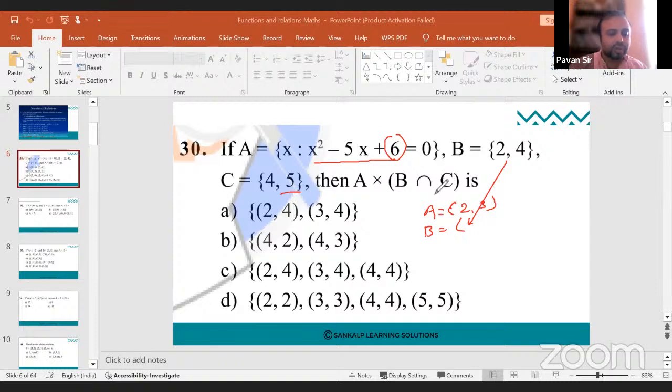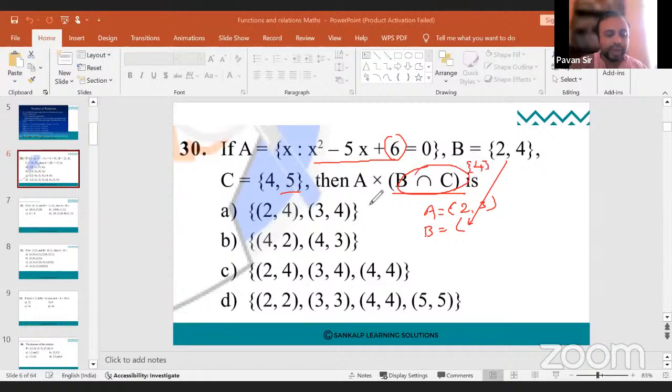So first you target B intersection C. What is B intersection C? B and C, which is the common element here? 4 is the common element. So B intersection C gives us only 4.